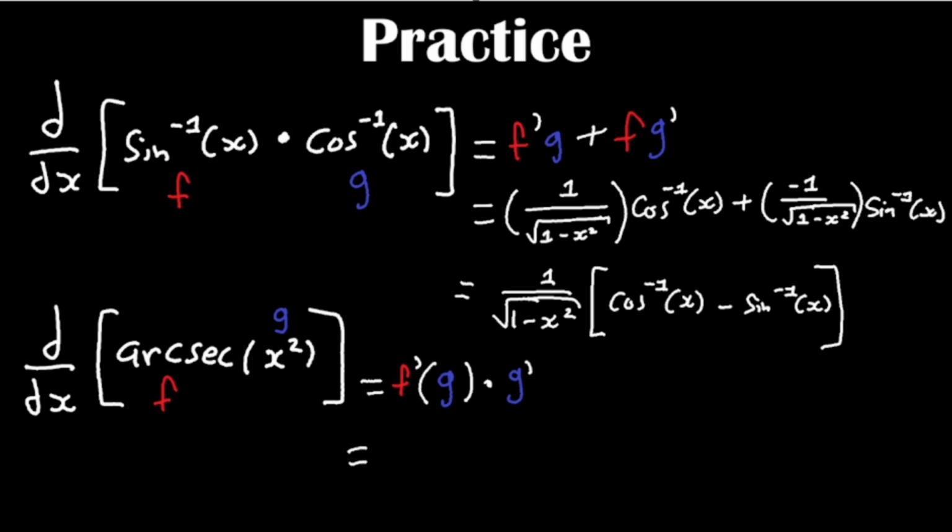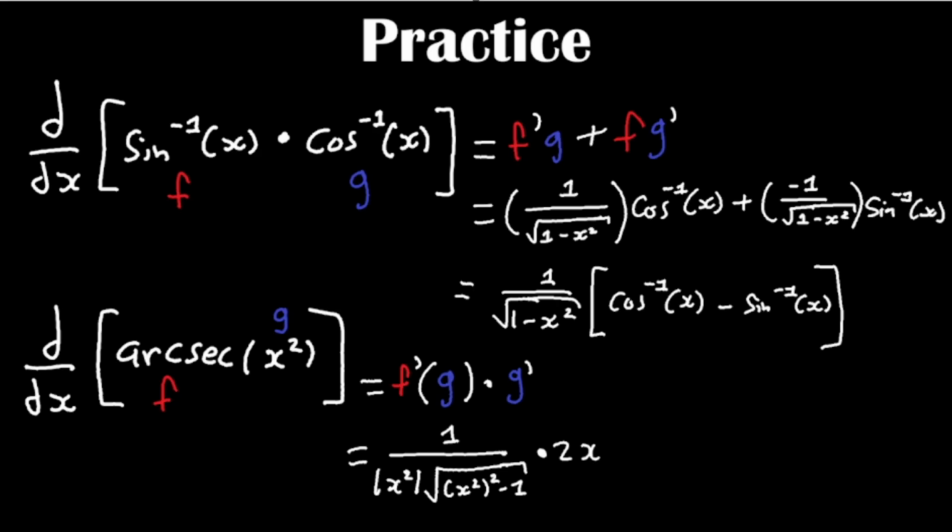So what is f prime? Well, the derivative of arcsecant, or derivative of secant inverse, either one, is 1 over the absolute value of x times square root of x squared minus 1. But here, instead of evaluating it at x, we're evaluating at x squared, because that's our g function. So this will become the absolute value of x squared times square root of x squared squared minus 1. And then that's multiplied by the derivative of g. So 2x, because the derivative of x squared by the power rule is 2x.